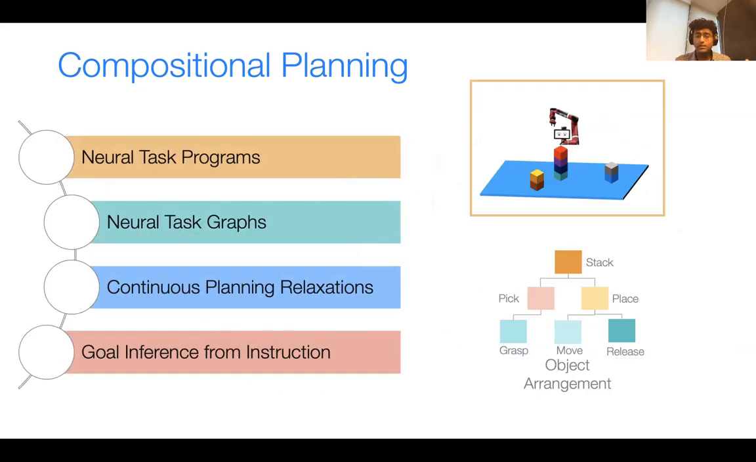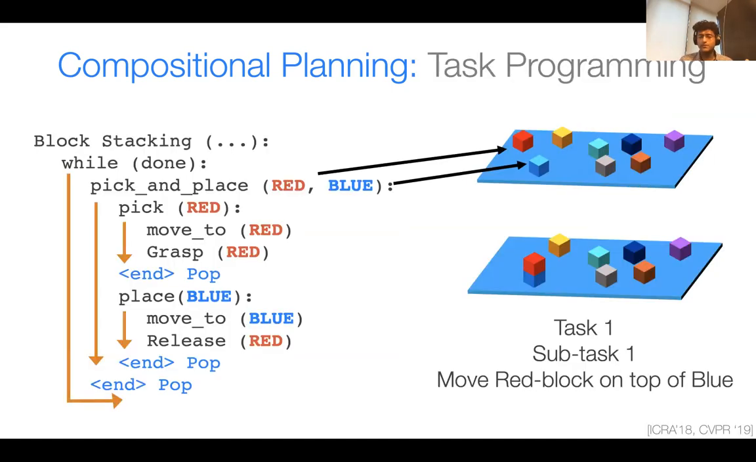So today, in this context of imitation learning from instructional videos, I will talk about four pieces of work that build on each other incrementally to enable us to do one-shot imitation through different lenses. So let's look at the neural task programming line of work first.